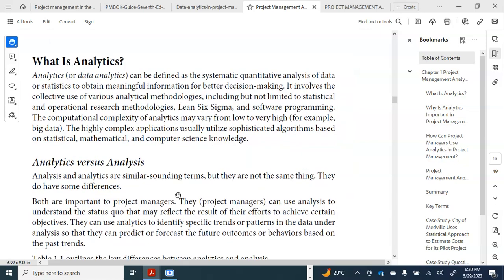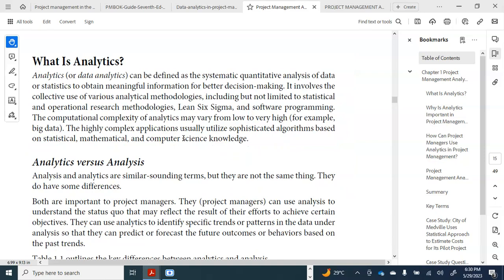So what is analytics? Very, very important. Analytics or data analytics can be defined as the systematic quantitative analysis of data or statistics to obtain meaningful information for better decision making. You see, analytics is all about acquiring data to make decisions. That's the reason why you are doing analysis with your data. Otherwise, you wouldn't have gone that far to even do analytics on your project management data.